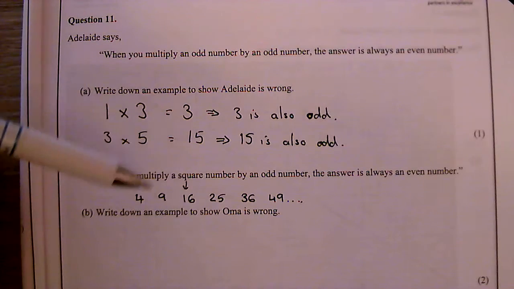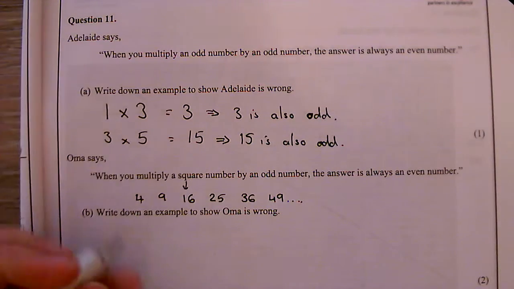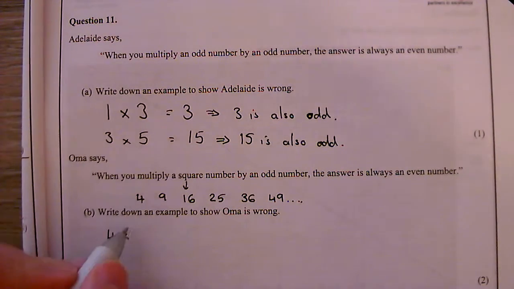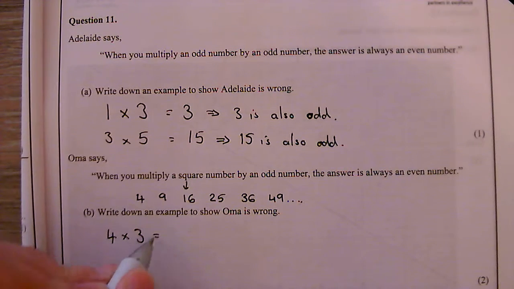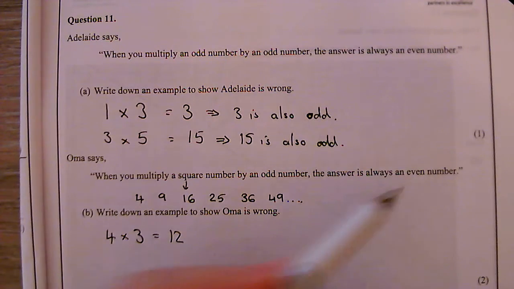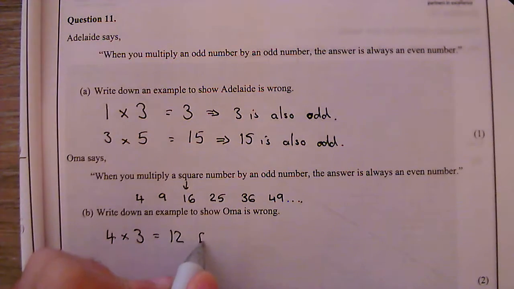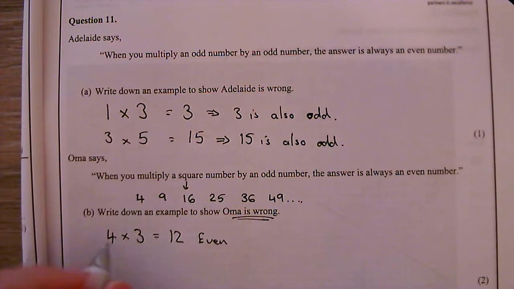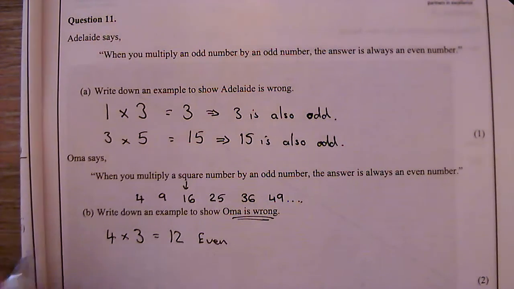Okay, so let's pick a square number. Let's pick 4. Let's multiply that by an odd number. Okay, so let's go with 3. 4 times 3, oh, that's 12. Well, that is an even number. Okay, I need to find an example where he is wrong. So let's go with picking a different square number.